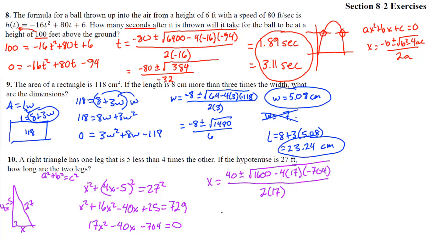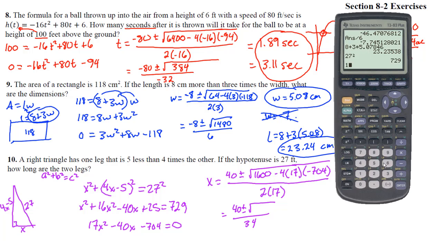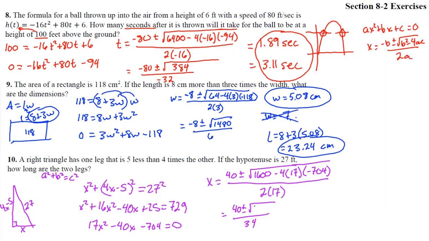That's crazy. Let's get out the calculator and see what this turns out to be. This will be 40 plus or minus the square root of something over 34. And that is 1600 minus 4 times 17 times negative 704. Enter. Wow. 49,472. Okay, let's see what these two come out to be to give us our x.